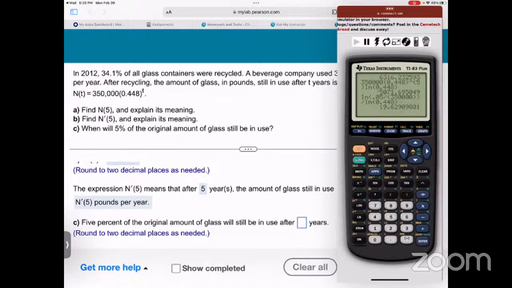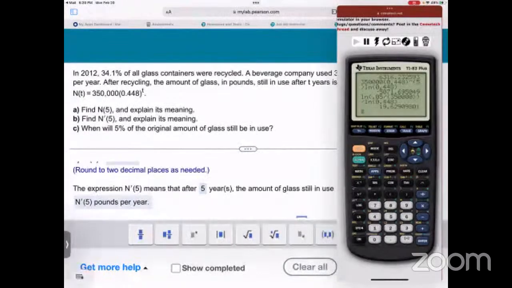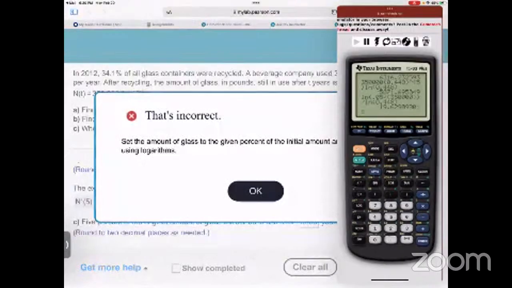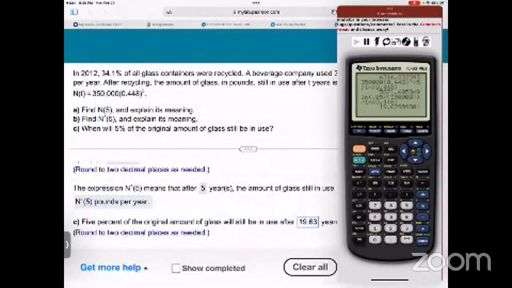Let's see. Let me write it out. Let me see. Still being used. Unless it's not supposed to be 0.05. Let me check it one more time. So if you have 5% divided by 350, okay. We take the log on both sides, so it's going to be the log of whatever that is. Okay, close off the log. That looks good.